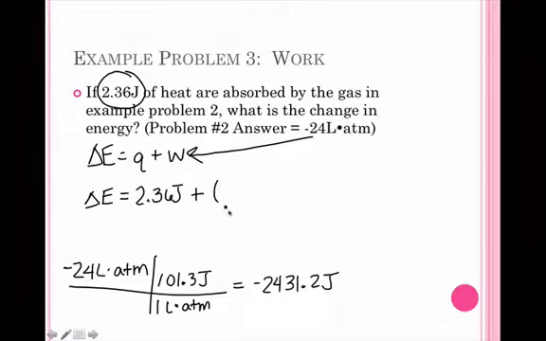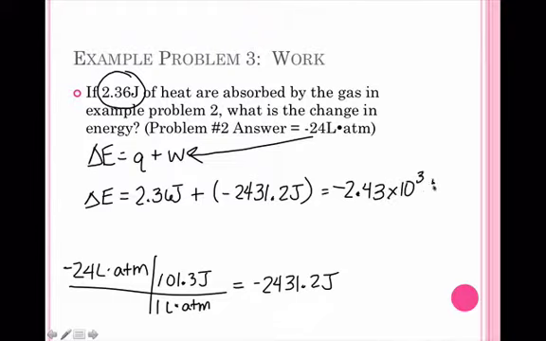Plus, I need to do the work. Well, the work was negative, so it's plus a minus 2,431.2 joules. And when I do that and I add them up, I get negative 2.43 times 10 to the third joules.